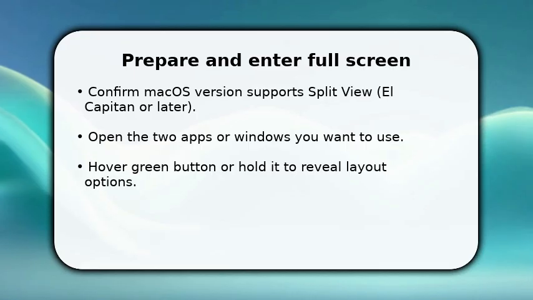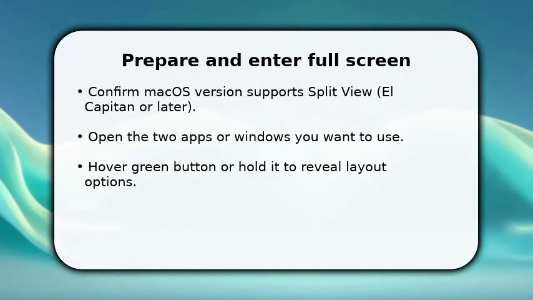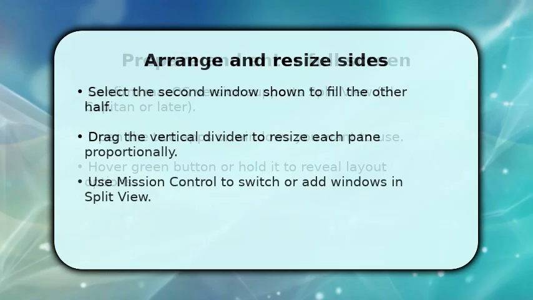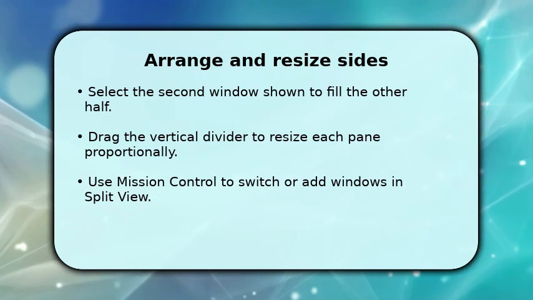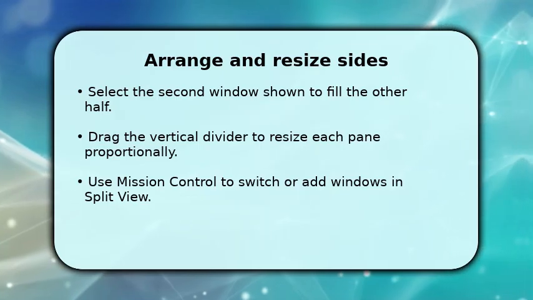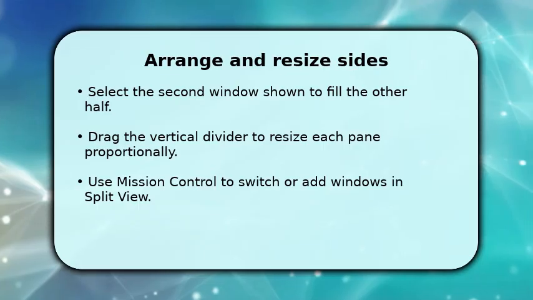Once done, macOS shows available windows on the opposite side, so you can select the second app. Make sure both apps are responsive and not minimized before you proceed. After selecting the second window, you'll be in split view with a visible divider between apps. Click and drag that divider to adjust the space each app gets. Release when proportions suit your workflow.